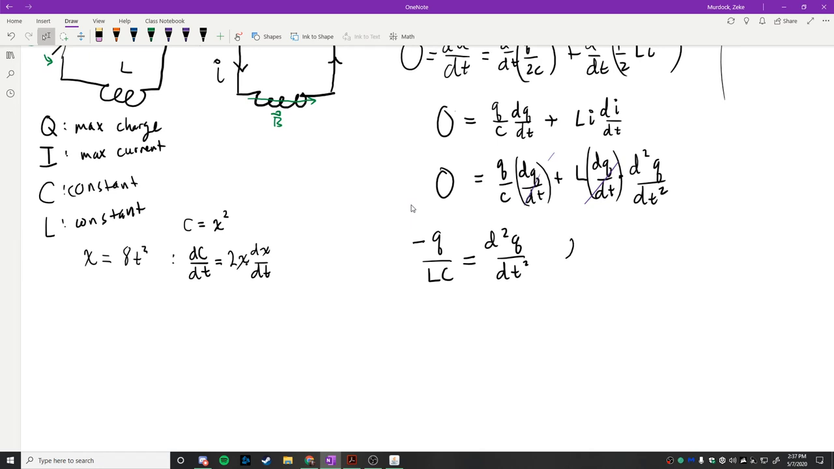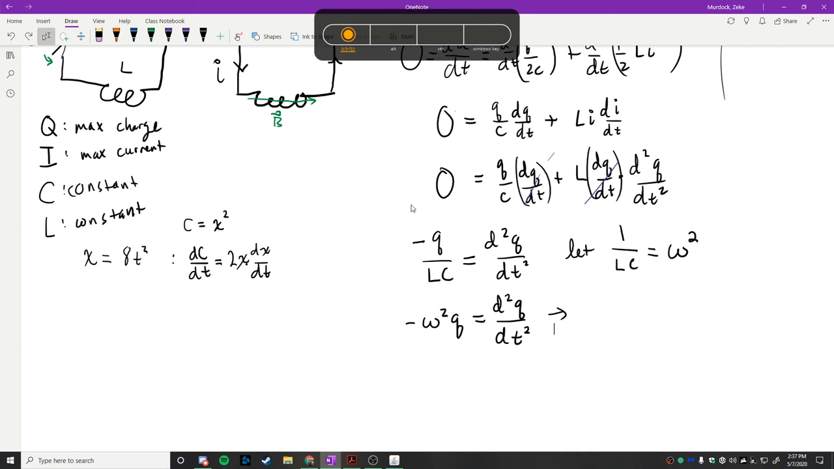And now what I'm going to do is I'm going to say let 1 over LC be equal to omega squared, so that my expression becomes negative omega squared times q is equal to the second derivative of that function, q. This function represents the charge stored on the capacitor. This is a differential equation. It's like the simplest type of differential equation there is.